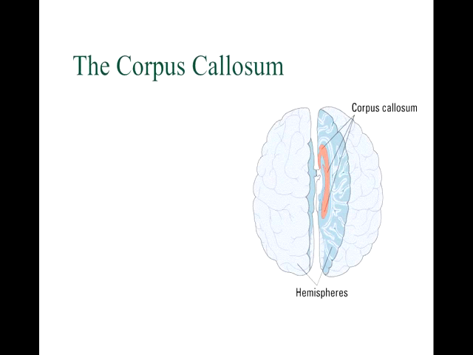Alright, it's the corpus callosum. Okay. So what happens is we have this special set of neurons here in the middle that controls the connection between the hemispheres.